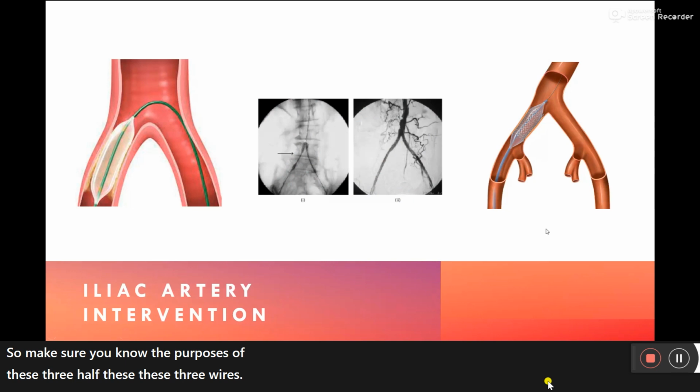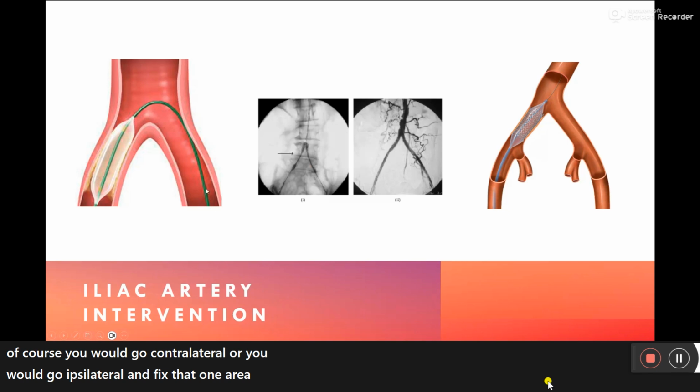So iliac intervention. Couple of different ways to approach it. If you have single iliac vessel disease or bilateral iliac disease. If you just have disease on one side, then of course you would go contralateral or you would go ipsilateral and fix that one area. You can balloon it, you can stent it, you can use atherectomy, you can use all the things. Just know if you're doing iliac intervention, you can go from either approach, contralateral or ipsilateral.